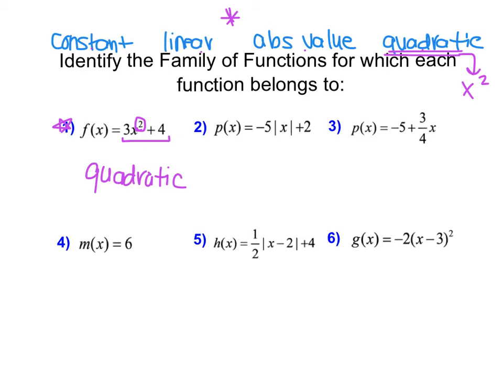Now if you look on here at these 6 equations, look and see if you can find another squared, because anything with the squared as the highest power is going to be a part of the quadratic family. And if I look through at number 2, number 3, number 4, number 5, and number 6, what I notice is that number 6 also has a squared.